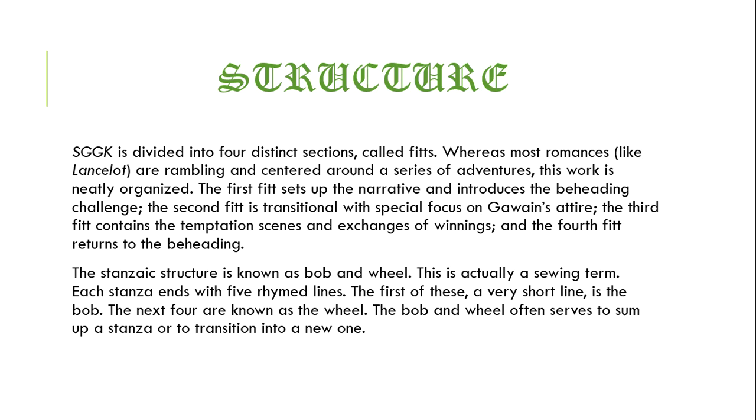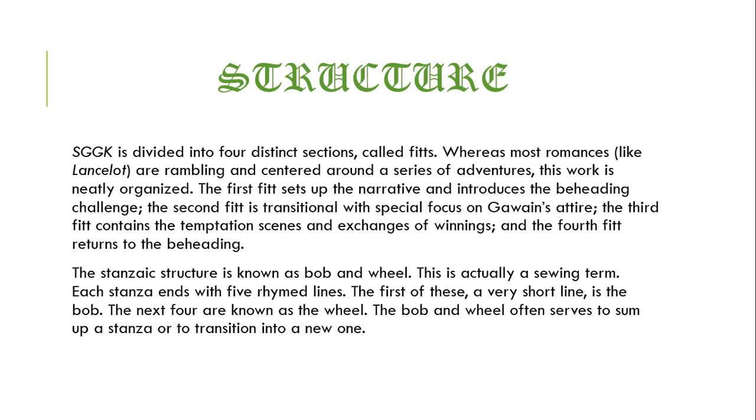If you look at your text, look at the structure of the stanzas, and you'll see a big fat stanza, and then there are five little lines at the end. Those are known as the bob and wheel. This is a sewing term, like the bobbin on a sewing machine. The first of these five lines is very short. It's called the bob, and the other four are called the wheel.